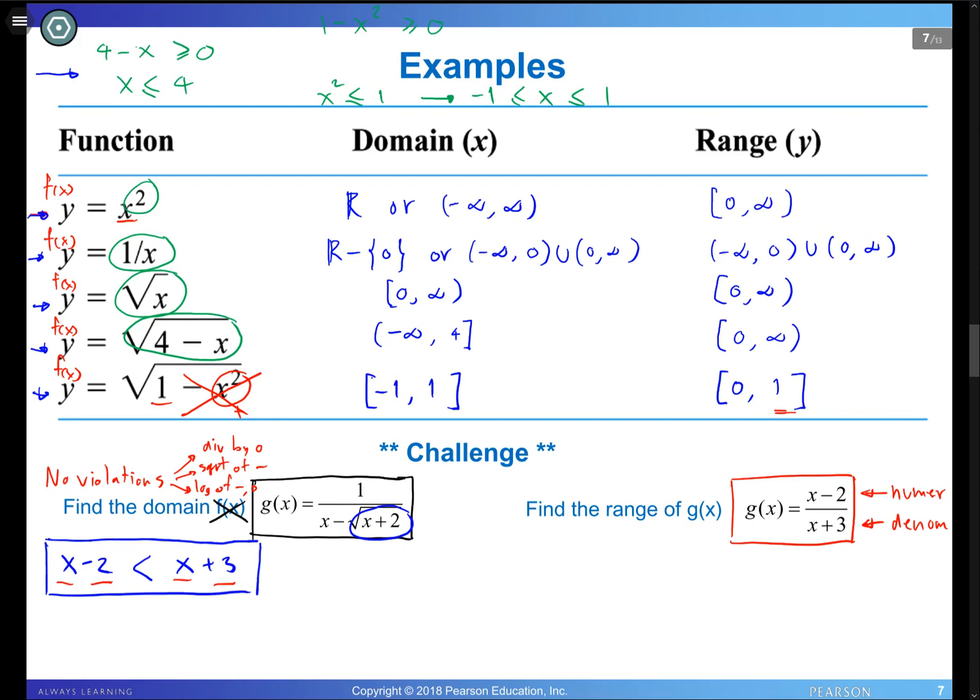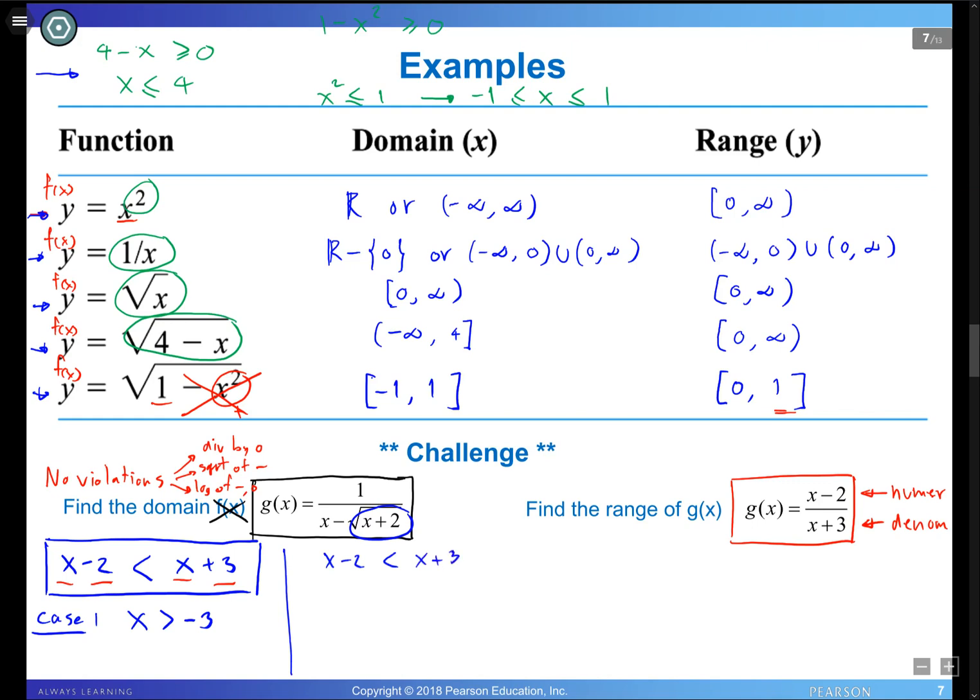What about I start with case number 1? Case 1: this is the case when x is greater than minus 3. I have this condition in my hand, and I'm going to work on this. Let's see what's going to happen. So we have x minus 2 less than x plus 3.